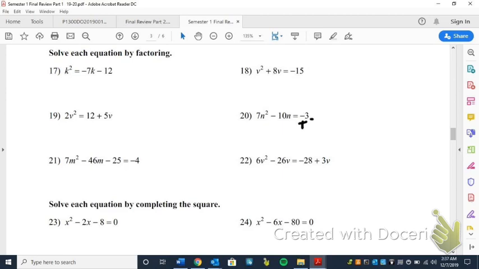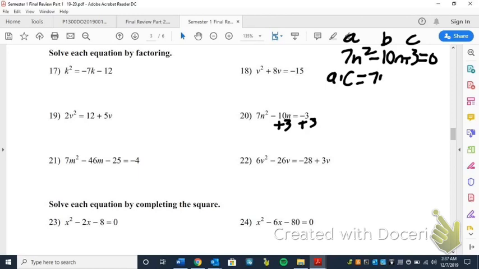Same process with number 20. We're going to add 3 to both sides. That gives us 7n squared minus 10n plus 3 equals 0. Identify A, B, C. 7 is A, B is negative 10, C is 3. We then go A times C, or 7 times 3, which gives us 21. Then we want to find the factors of 21 that add up to negative 10.